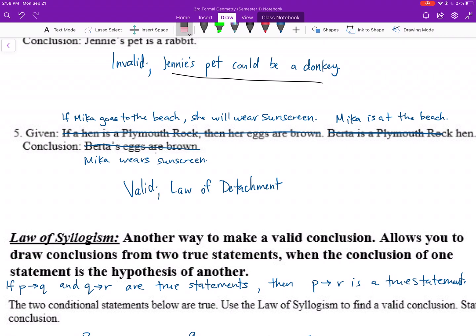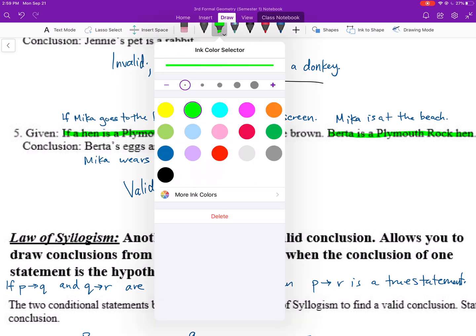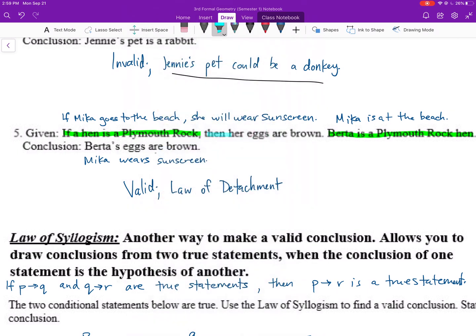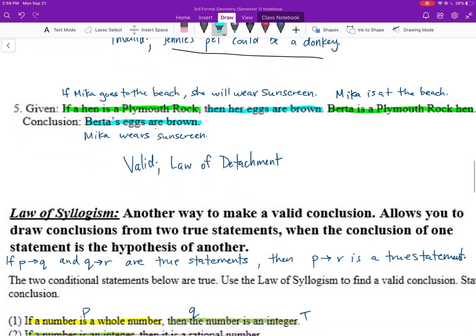The example underneath, though, it says, if a hen is a Plymouth Rock, which is the species, then it says Berta is a Plymouth Rock hen. So notice how they match. One is vague or general, and one is specific. And then I would say, then her eggs are brown. And then I would say, conclude, Berta's eggs are brown. And I could say that's valid by the law of detachment.